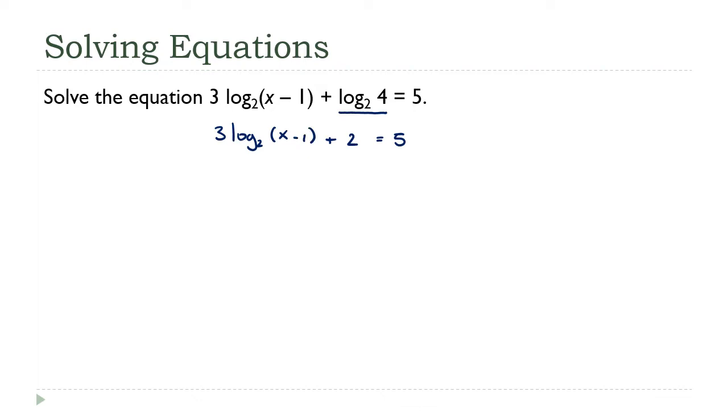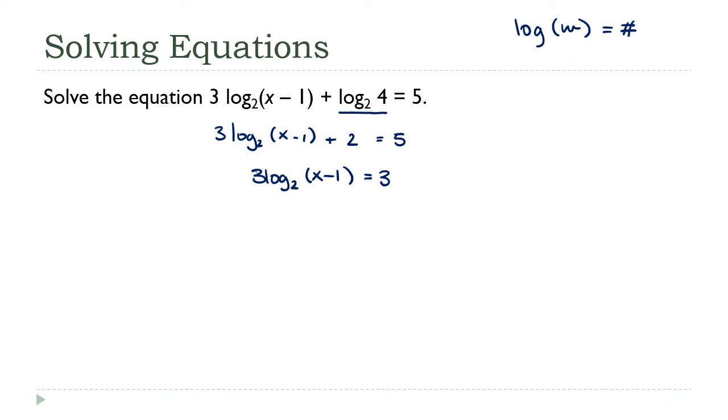Now remember what I said earlier. Our goal here is to get this so that it looks like a logarithm with some expression in here equals a number. So I know I've got to get all the numbers over on one side. So I'm going to go ahead and subtract 2. And this becomes 3 log base 2 of (x minus 1) equals 3. All right, it's starting to look like what I want, but we're not there yet. You can't apply the definition to this thing the way it's written.